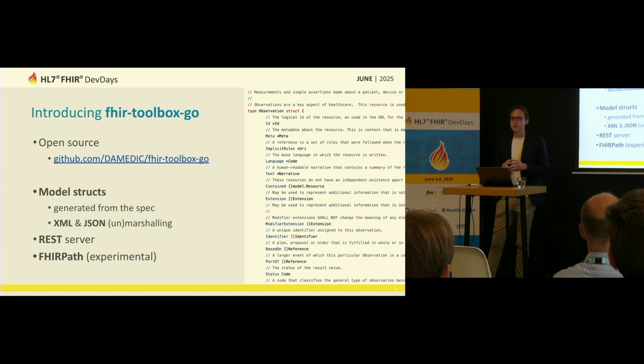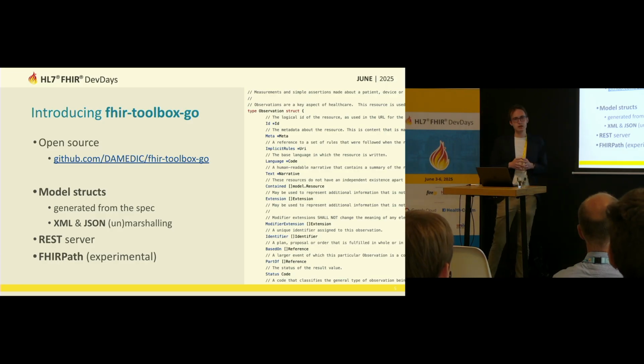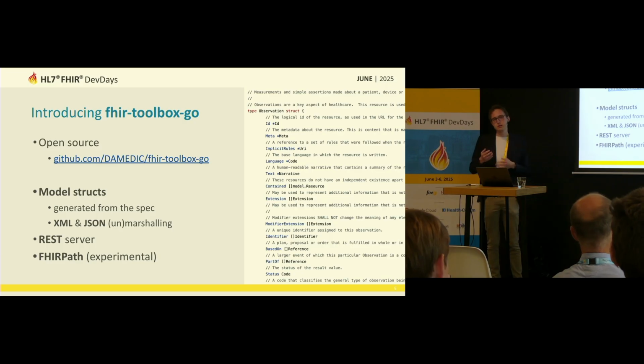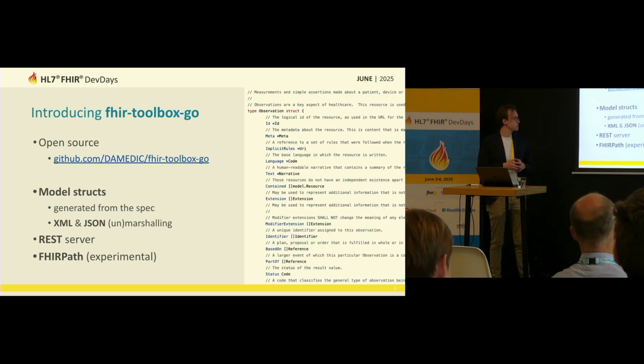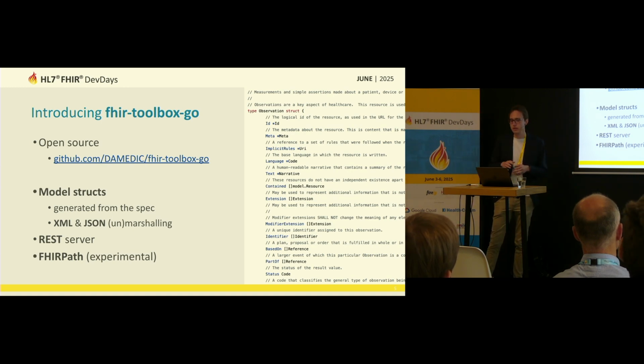So we have model structs generated from the FHIR spec. Those, for example, Observation, you can see on the right. Those implement JSON and XML serialization and deserialization, of course. Then we have some helpers to build FHIR REST services upon it, which I will go into in a second. And lastly, this is more a thing I did in my free time, more for fun. We don't use that in production right now, but we have a FHIRPath implementation in Go.